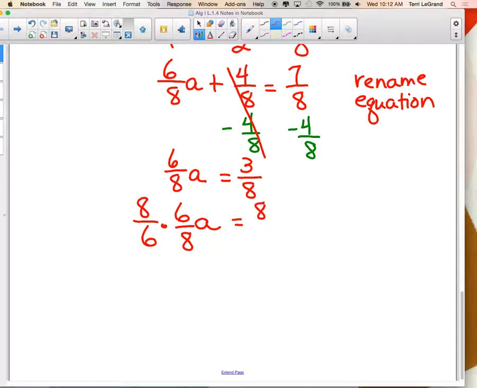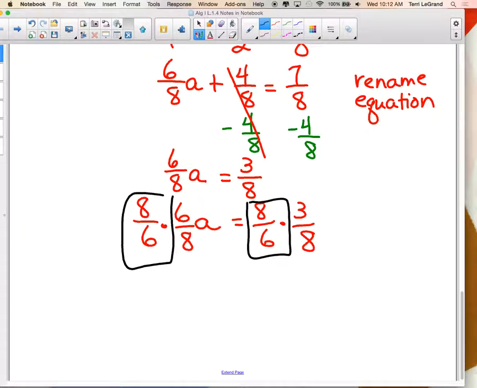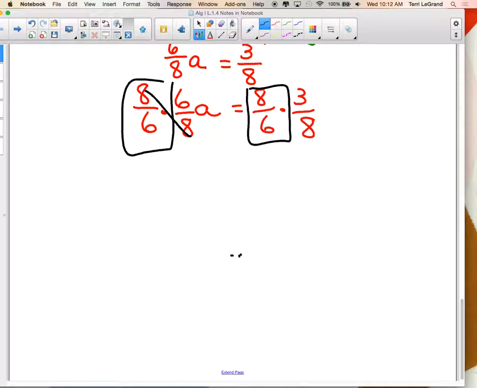So 8 over 6 times both sides. Again, this is what I'm doing to both sides. I didn't change the equation, I'm just multiplying by the reciprocal. Because when I multiply by the reciprocal, what's going to happen here? All these guys disappear.